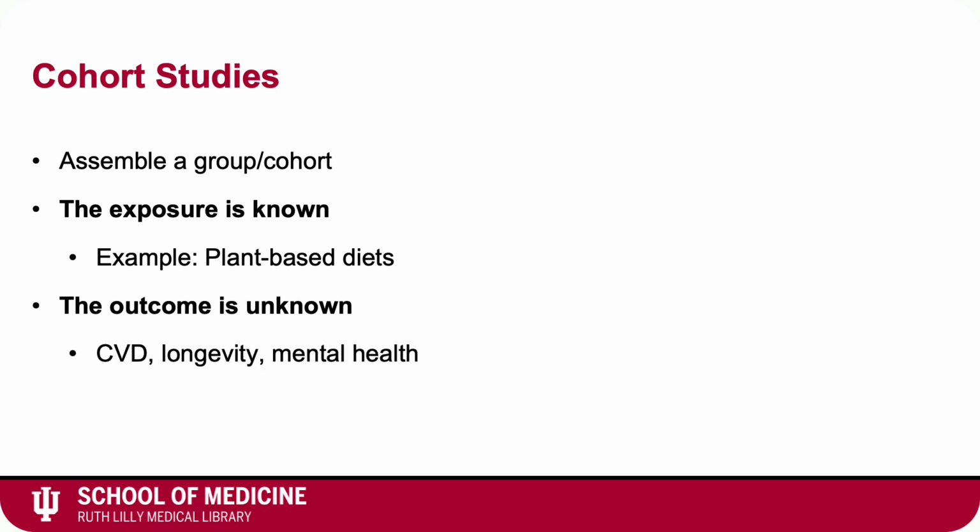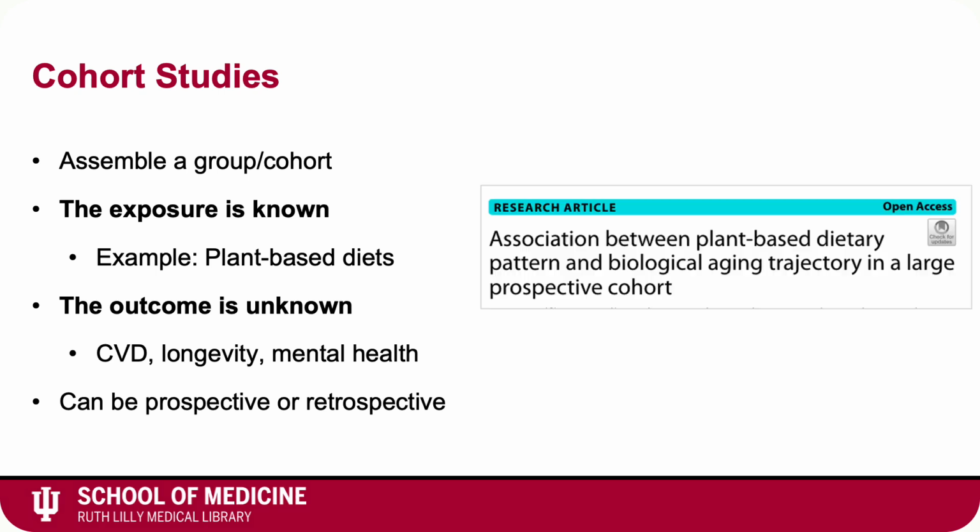In this case, maybe we're interested in the impact of plant-based diets on cardiovascular disease or longevity or maybe even mental health. A cohort study can be prospective, meaning it moves forward in real time, or retrospective. Usually we're doing these based on medical records. And here's an example of a research article looking at basically this very topic using a cohort study strategy.